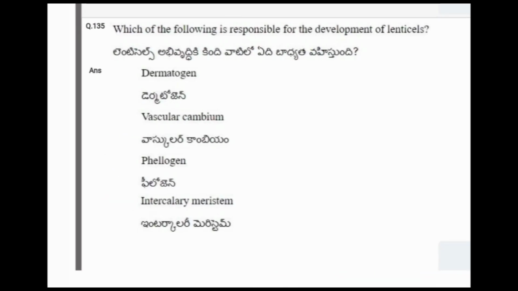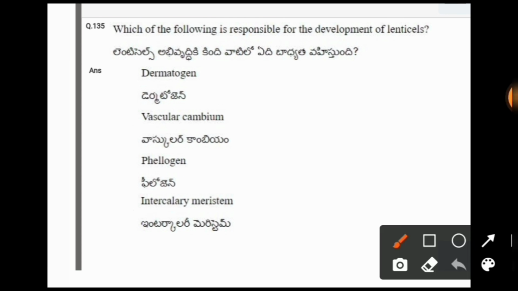Next question. Which of the following is responsible for the development of lenticels? The options are dermatogen, vascular cambium, phellogen, intercalary meristem. The correct option is the third one, that is phellogen.